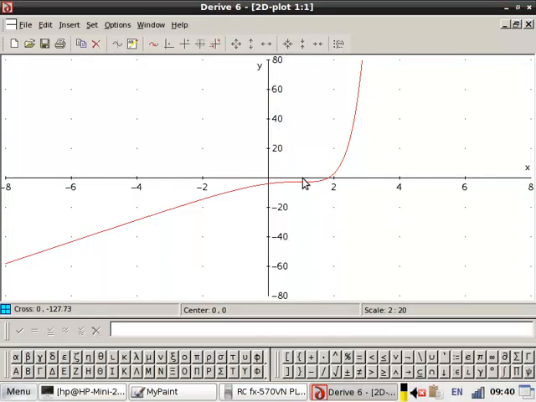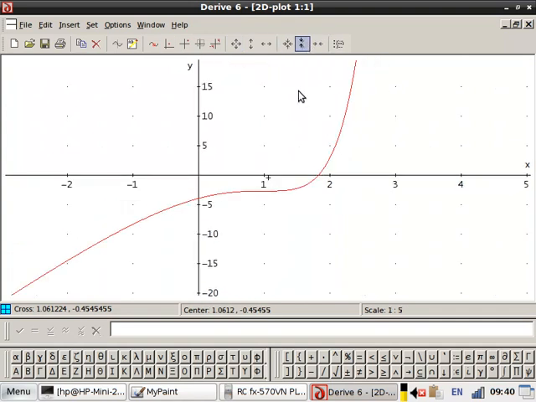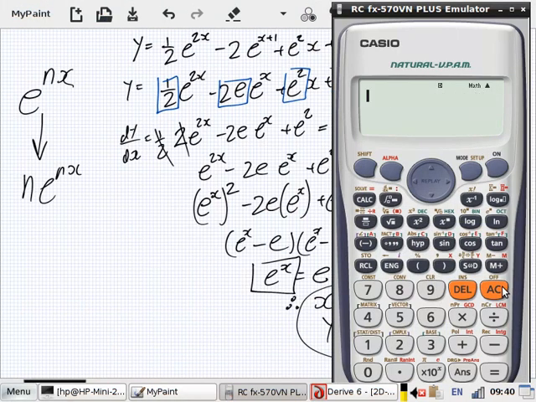So let me just zoom in here. It looks like it could be at 1, and this looks bigger than minus 2.69. You sure you didn't make any kind of mistake putting in the 1? Let's check on the calculator. A half. Where's my e on this calculator? Shift e. 2 minus 2 shift e squared plus shift e squared plus 1.